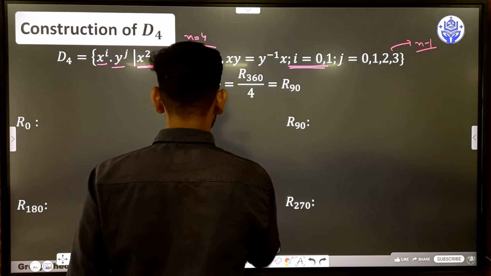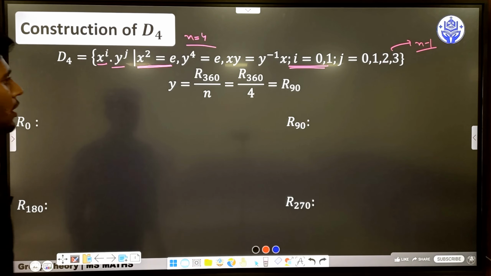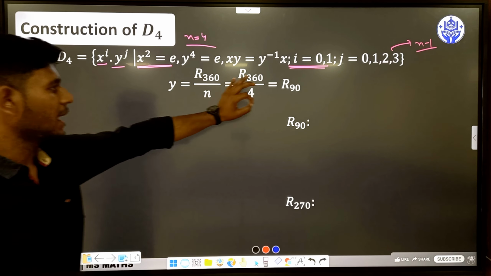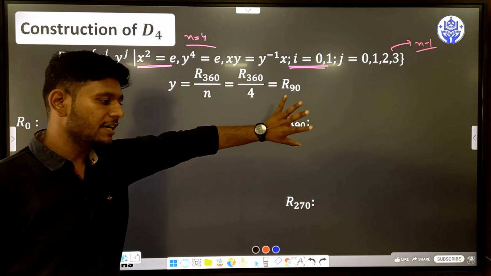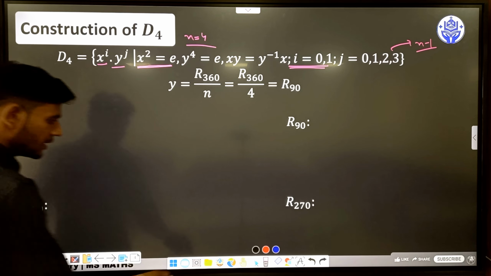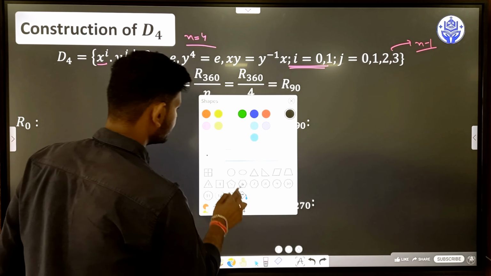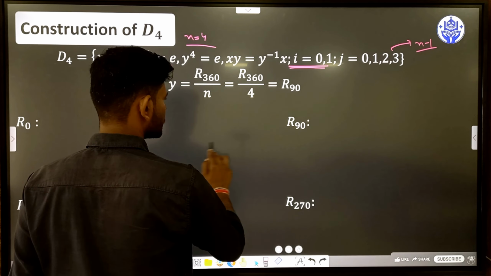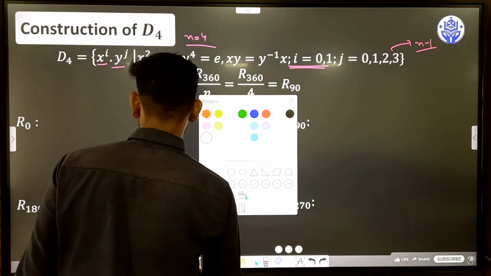This is the simple concept here. Now here, what is my y? Y is 4, so it will be r90. Every time it will rotate with 90 degree. So I will just start from here. I will just make this like a rectangle here, and yes, a square. It will be a square kind of thing.